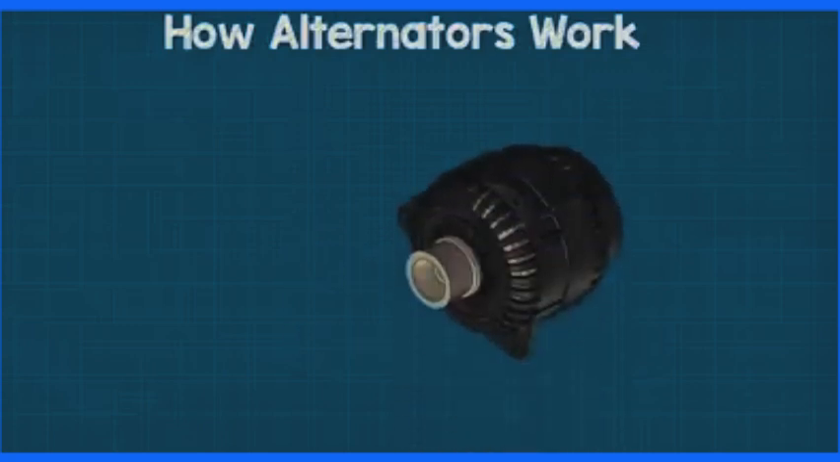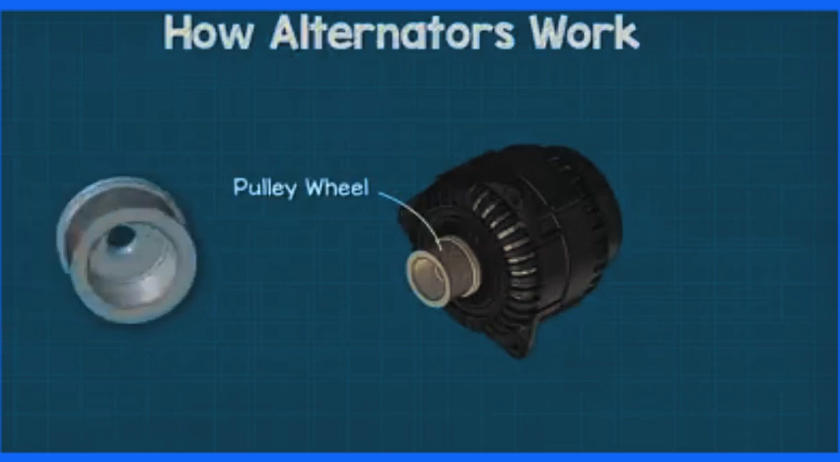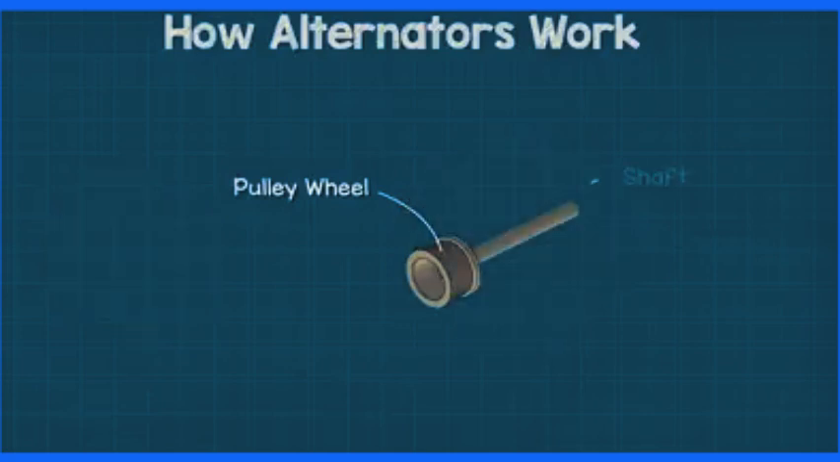Let's have a look at the main parts of the alternator. At the front of the unit, we find the pulley. This is a wheel which has grooves cut into it to help grip the belt that provides the rotational force from the engine. The pulley wheel is attached to the shaft which runs through the entire length of the alternator.